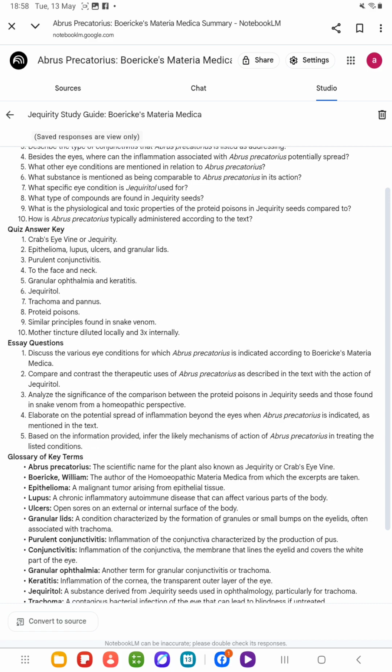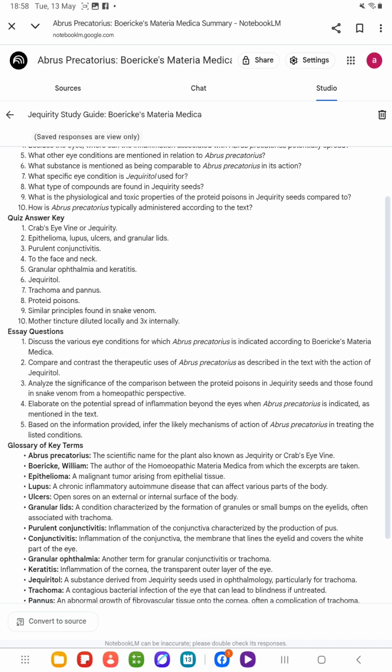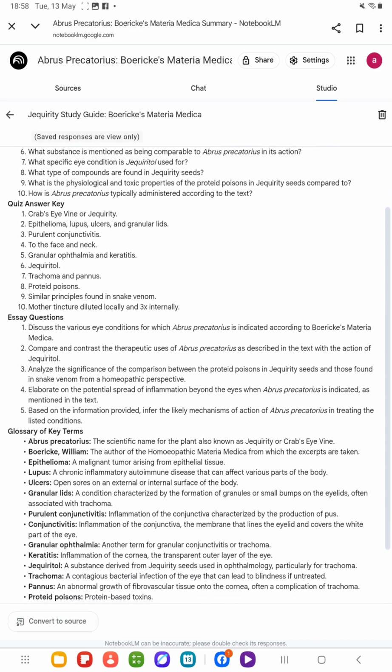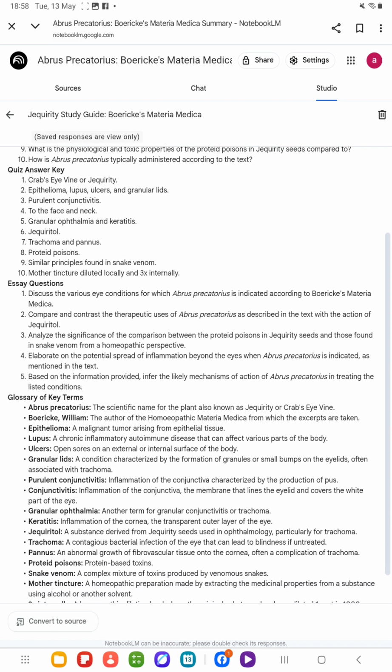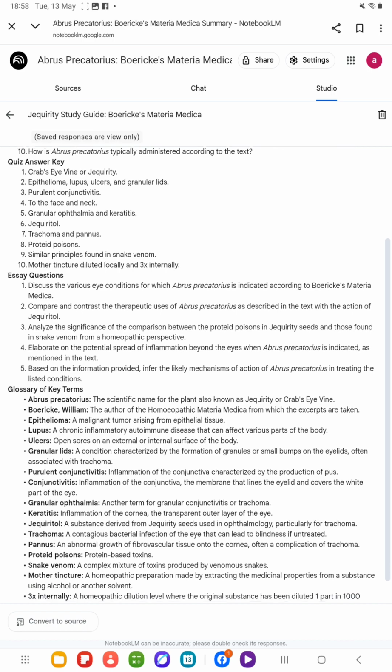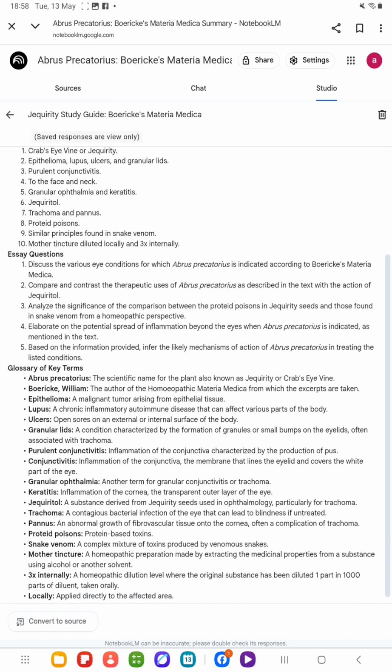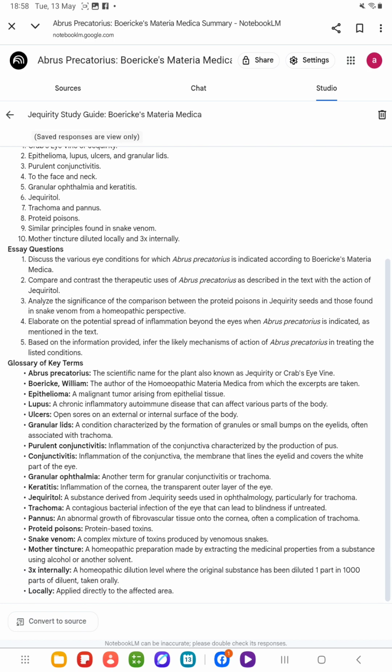Boericke lists a few uses. Yeah, he mentions things like epithelioma, which is a type of skin cancer, yeah. Right, and lupus, ulcers, and something called granular lids, which sounds like some kind of eyelid inflammation, but he really seems to zero in on eye conditions overall.